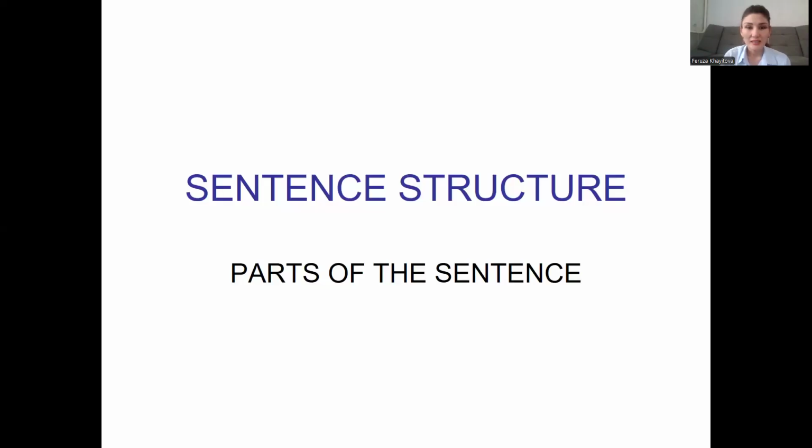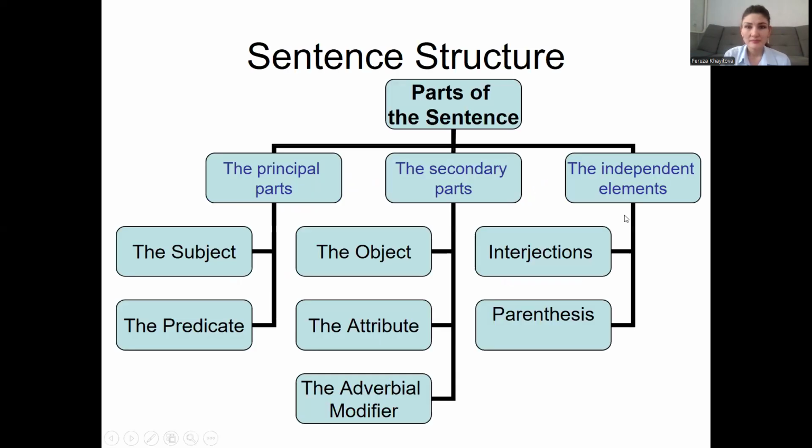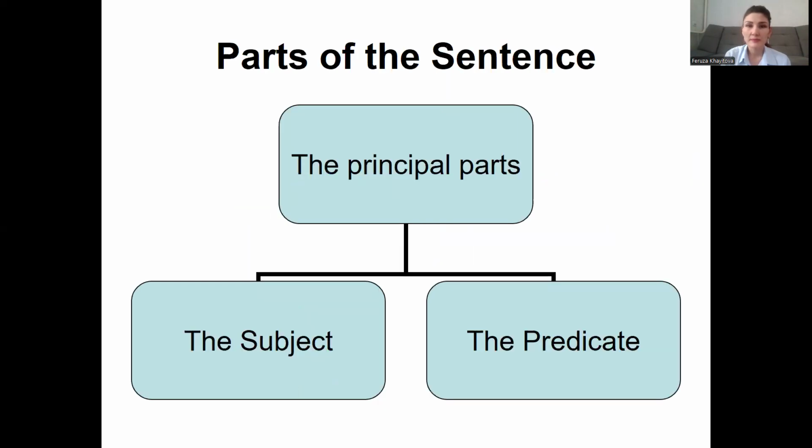Hello again. We'll talk about sentence structure. Parts of the sentence. The principal parts will be the subject. The secondary parts will be object, attribute, and adverbial modifier. And independent elements will be interjections and parentheses.